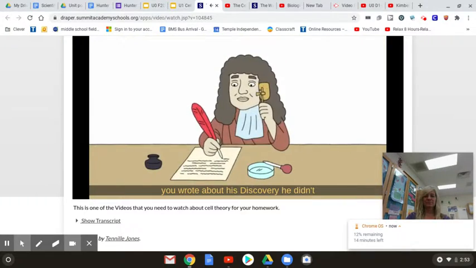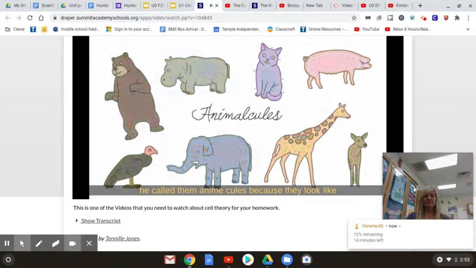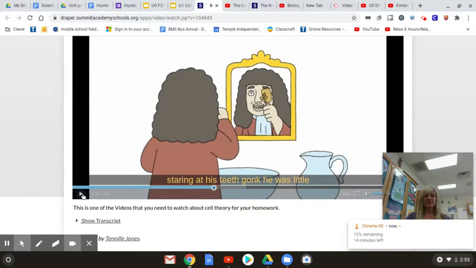When he wrote about his discovery, he didn't call them bacteria as we know them today, but he called them animalcules because they looked like little animals to him. While Leeuwenhoek was staring at his teeth. All right, so we are going to attribute Leeuwenhoek to naming the cell animalcules. He saw the cells under the microscope and called them animalcules.